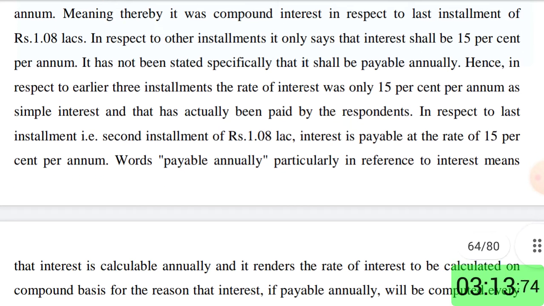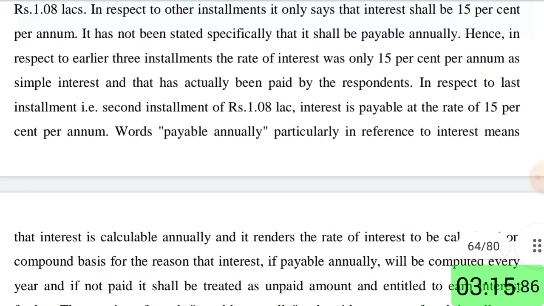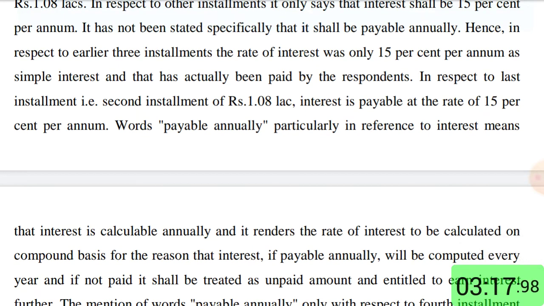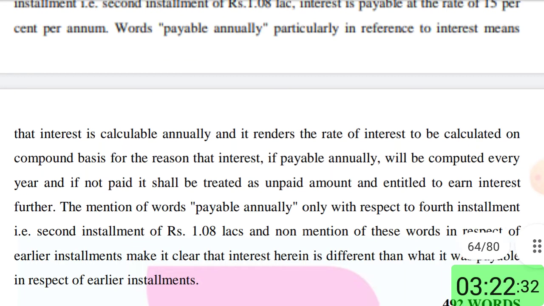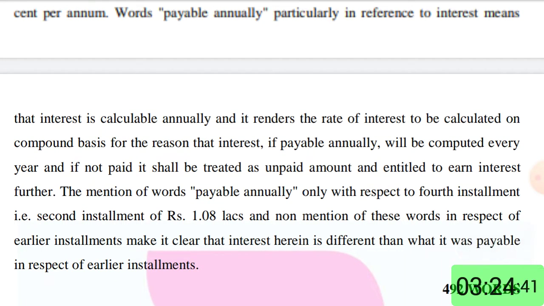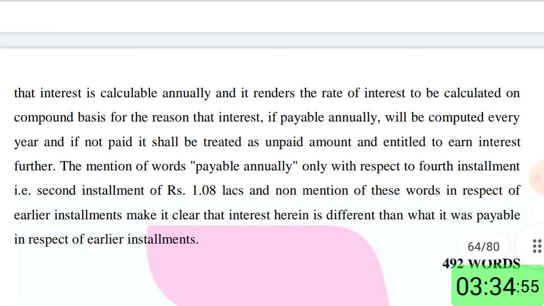The words "payable annually", particularly in reference to interest, mean that interest is calculable annually and it renders the rate of interest to be calculated on a compound basis, for the reason that interest, if payable annually, will be computed every year and if not paid, it shall be treated as an unpaid amount and entitled to earn interest further.